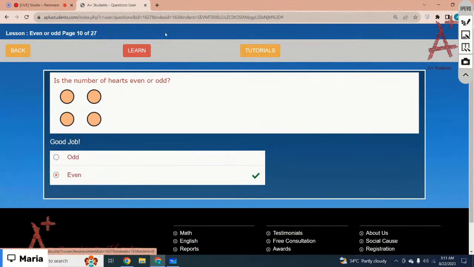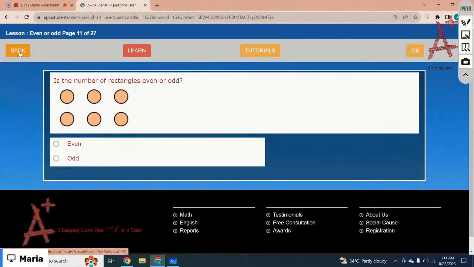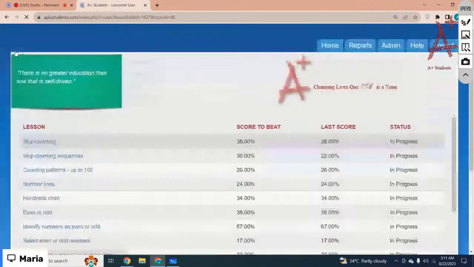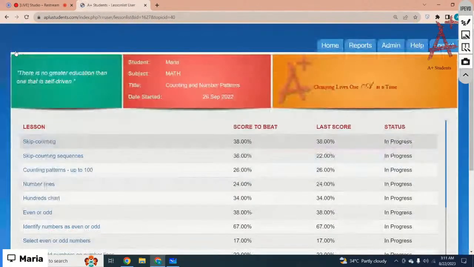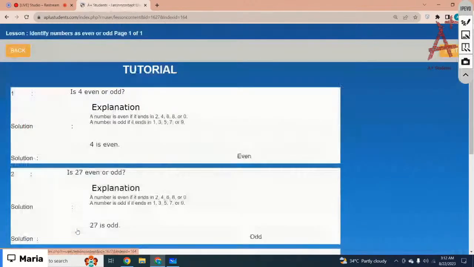Okay, you can complete the lesson by yourself later today. Let me just move on to the next lesson. Identify numbers as even or odd. Let's just start with the next lesson.